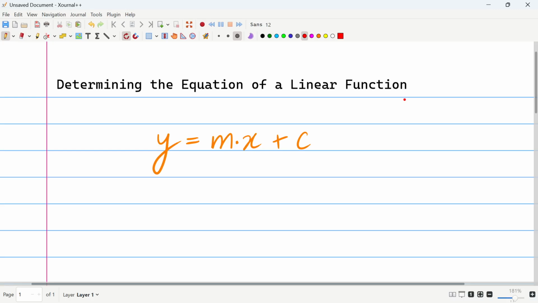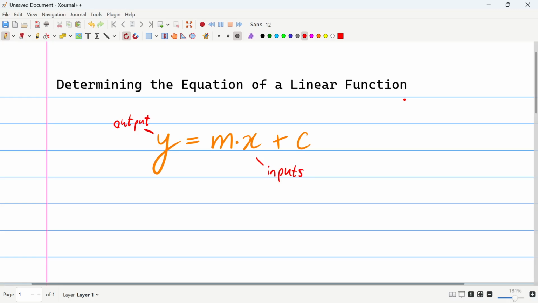So we know that this y actually just indicates what the output will be on the y-axis. And this x indicates the inputs, the input value that we place into the function to get the output.